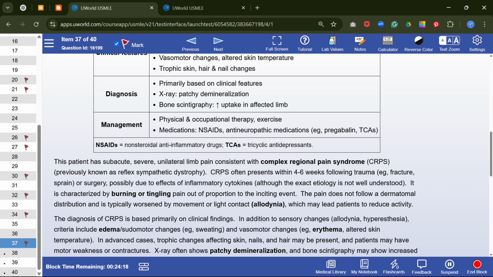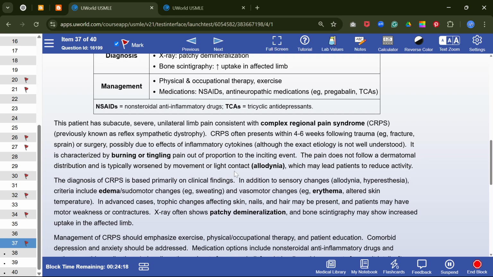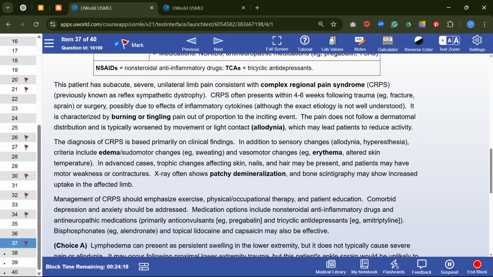The diagnosis of CRPS is based primarily on clinical findings. In addition, there are sensory changes such as allodynia and hyperesthesia, edema, pseudomotor changes such as sweating, vasomotor changes such as erythema and altered skin temperature. In advanced cases, trophic changes affecting skin, nails, and hair may be present, and patients may have motor weakness and contracture. X-ray often shows patchy demineralization, and bone scintigraphy may show increased uptake in the affected limb. Management of CRPS should emphasize exercise, physical or occupational therapy, and patient education. Comorbid depression and anxiety should be addressed. Medication options include NSAIDs, anti-neuropathic medication, primarily anticonvulsants like pregabalin, TCAs, bisphosphonates, and topical lidocaine or capsaicin.